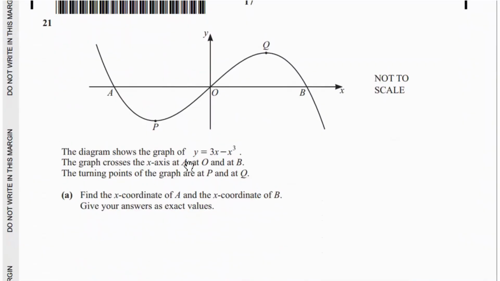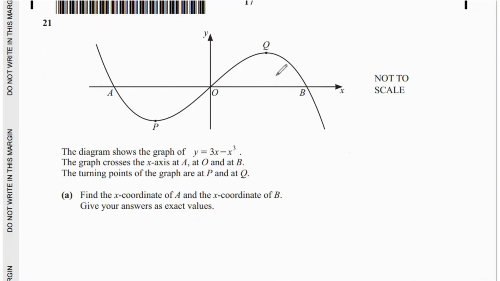When it says the diagram shows the graph of y equals 3x minus x cubed. The graph crosses the x-axis at A, at O, and at B. The turning points of the graph are at P and Q. Find the x-coordinate of A and the x-coordinate of B. Give your answers as exact values.